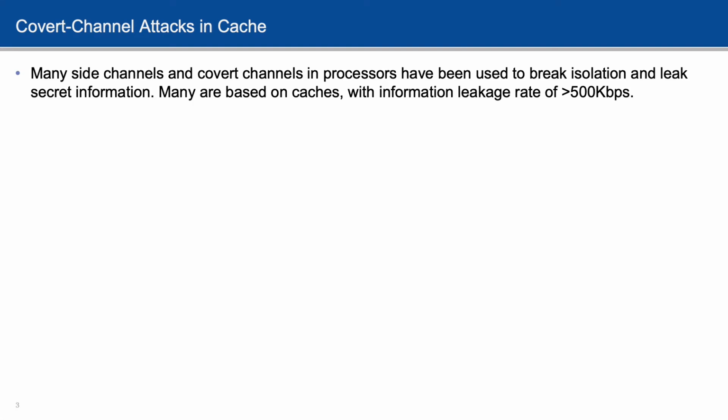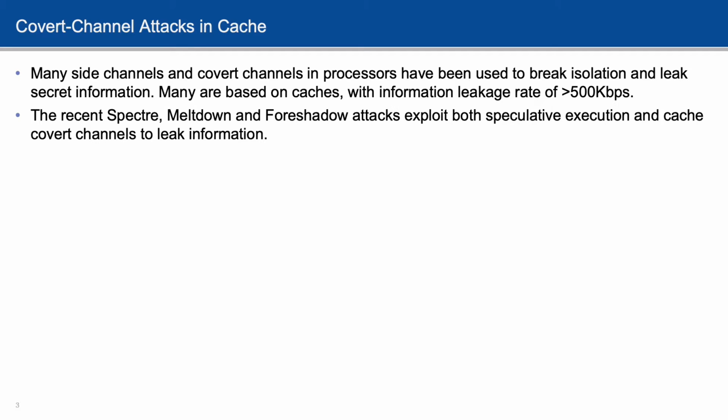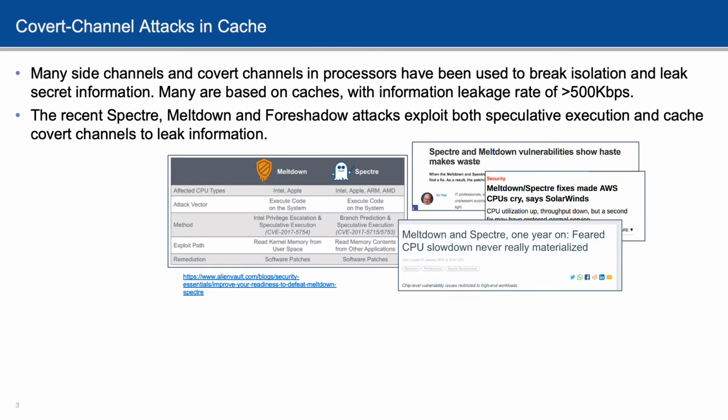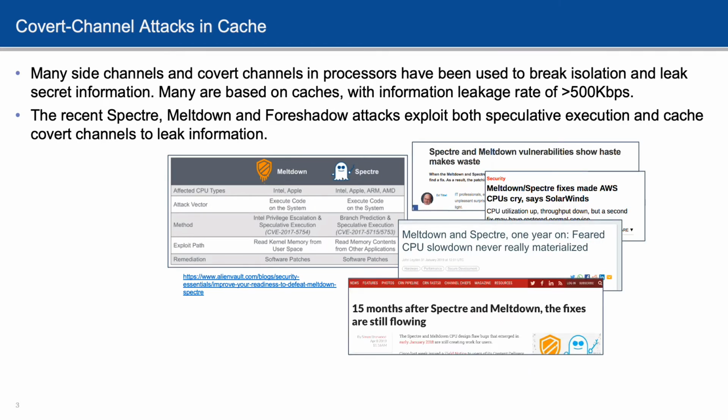Nowadays, many side channels and covert channels in processors have been used to break isolation and leak secret information. Many of these attacks are based on caches, with information leakage rate of up to 500 kilobits per second. One example is the recent Spectre and Meltdown attacks that exploit both speculative execution and cache covert channel attacks to leak information. Since these are hardware vulnerabilities, the fixes in software are very expensive.